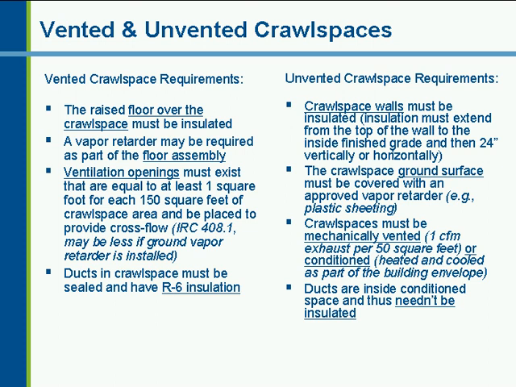The vented crawl space has requirements for ventilation openings around the crawl space wall, whereas the unvented crawl space must be mechanically vented one way or another, either with pure exhaust or actually by bringing some conditioned air in. Ducts in the crawl space, because they're in unconditioned space in a vented crawl space, must be insulated to R6, whereas if you insulate it on the stem wall, or on the crawl space wall, and you have an unvented space, that is conditioned space, and you don't have to insulate any ducts that are down there.